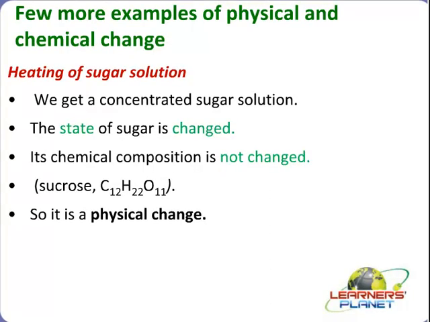Now, when I am heating that sugar solution, right, then what will happen? When I am heating it, what we'll get is a concentrated sugar solution, which is used in sweets, right? Now, does the chemical composition of sugar change? No. But the state of sugar changes. It is changing from solid to liquid again. So, what type of change is it? It is again a physical change.